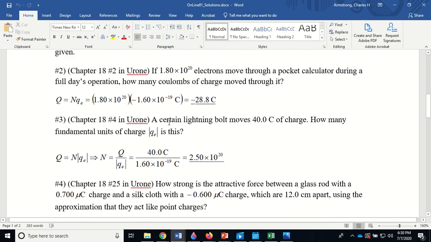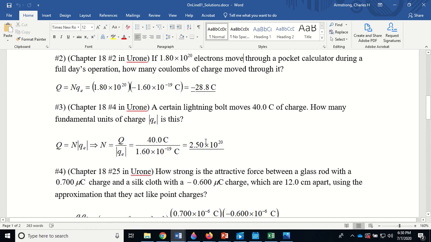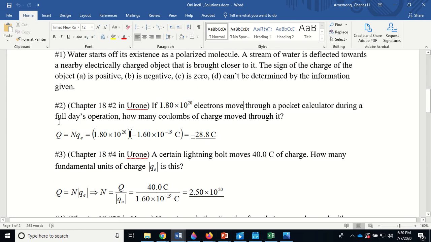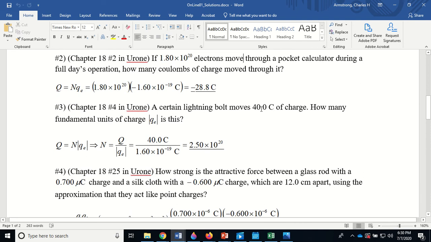Okay, then this is number 4. You have number 3 on the worksheet, but it's number 4 in chapter 18 in your own. A certain lightning bolt moves 40 coulombs of charge. How many fundamental units of charge Qe is this?